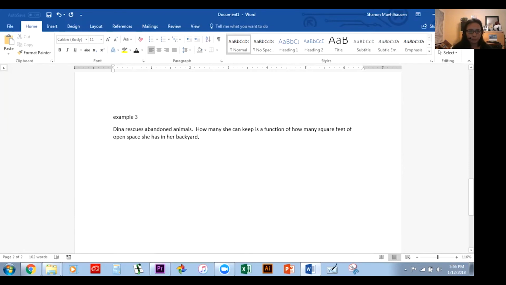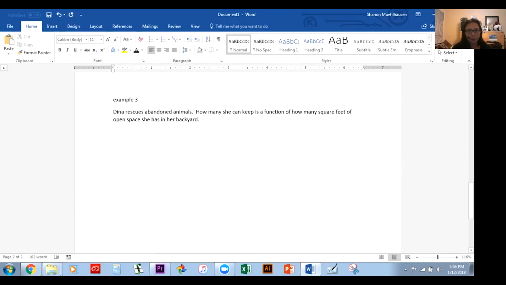Example 3. Dinah rescues abandoned animals. How many she can keep is a function of how many square feet of open space she has in her backyard. So if I was asked to interpret f of 40 equals 3, it's important for me to see what is a function of what. Here it says how many animals she can keep is a function of, and these are our key words here, how many square feet of open space she has.